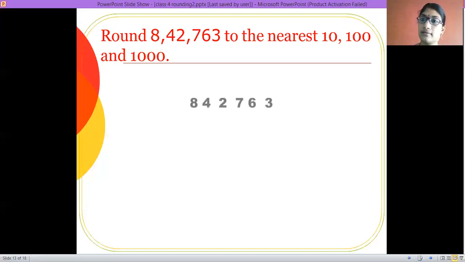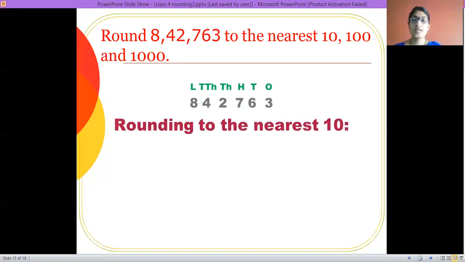First, we'll write the number. On top of each digit, we are going to write its place. First, we are rounding to the nearest 10. As we are rounding to the nearest 10, the digit in our tens place becomes our rounding digit. Now, we'll move to the right side of this rounding digit, which is 3. Now, this 3 is less than 5. As this 3 is less than 5, we'll not change our tens place, and we'll replace this ones place with 0.